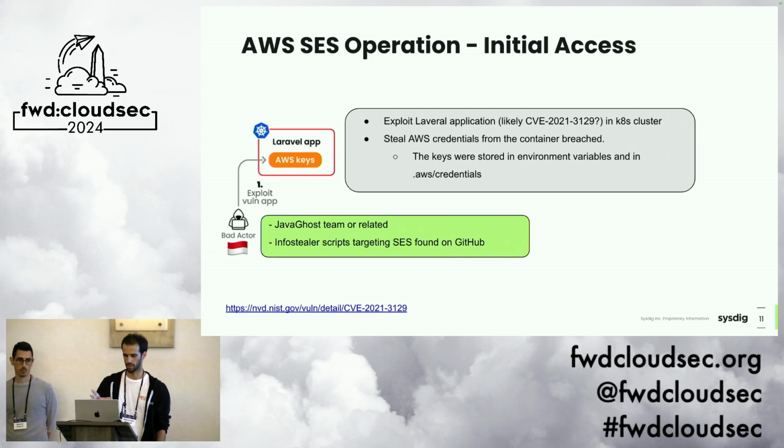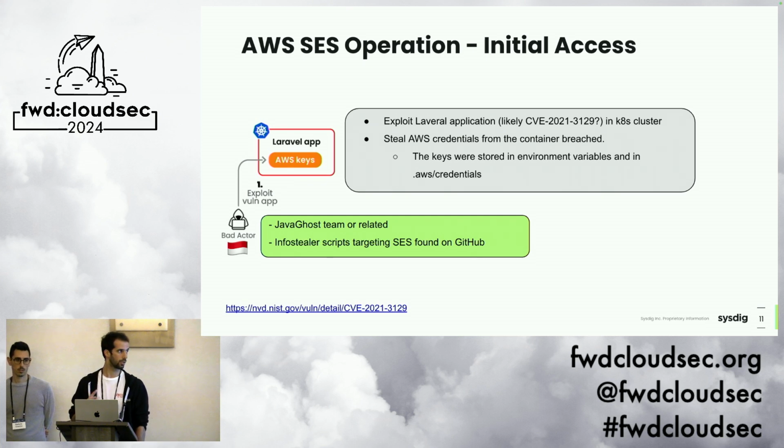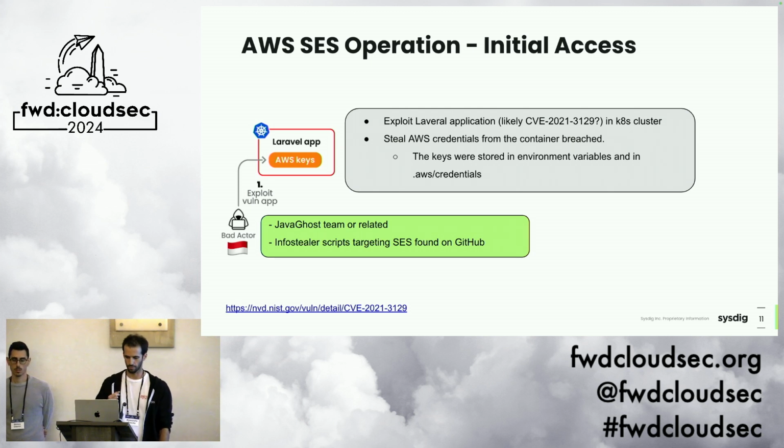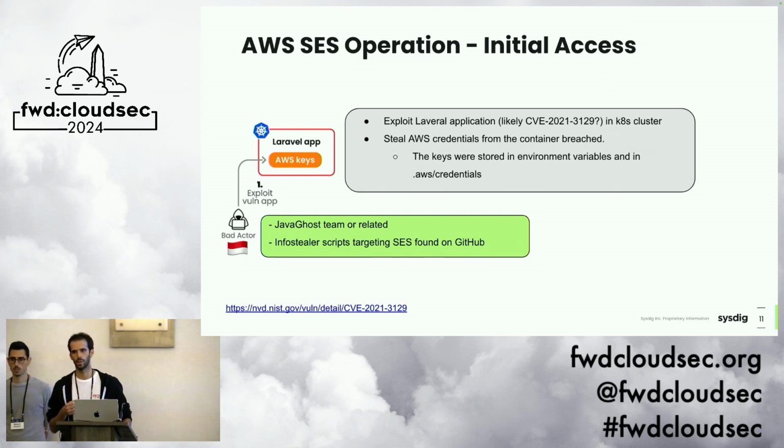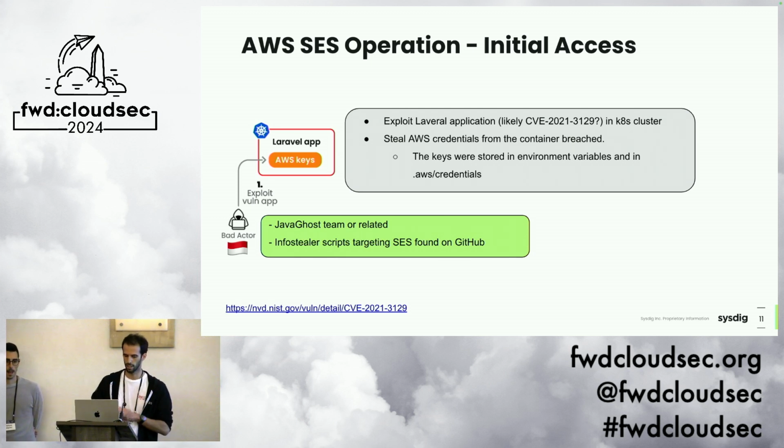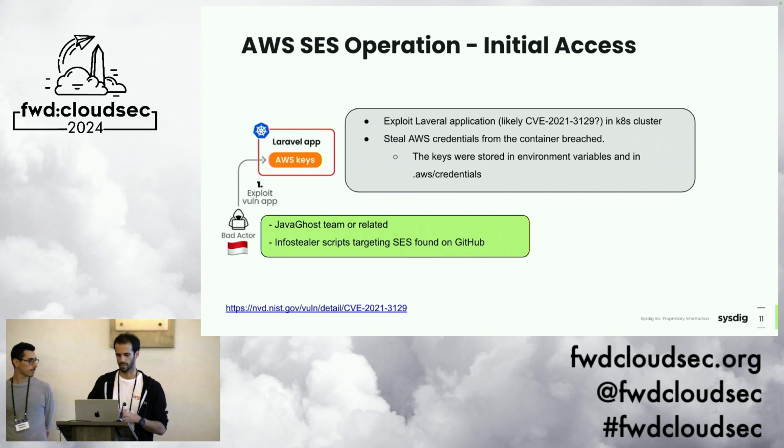Right after exploiting the vulnerability, the attackers started to go for the credentials in the pod. Specifically, they stole AWS credentials that were stored in the environment variables as well as the AWS credentials file. And this allowed them to pivot into the AWS account of the victim. Once they pivoted, they started to call some AWS APIs, which contain references to JavaGhost, an Indonesian team already reported in an article from Datadog, as well as in some Reddit posts describing offensive activity targeting SES.